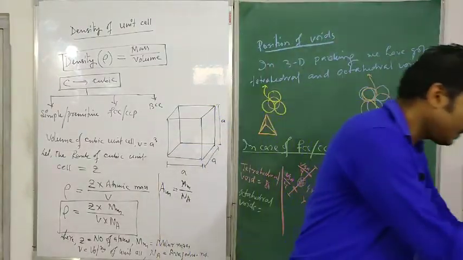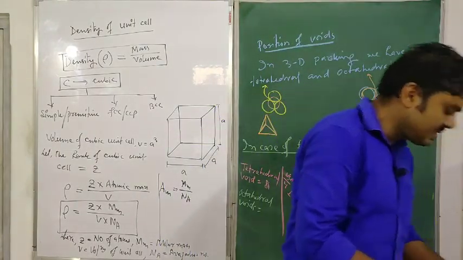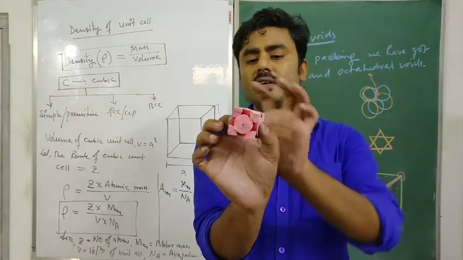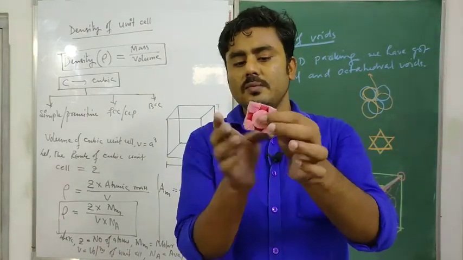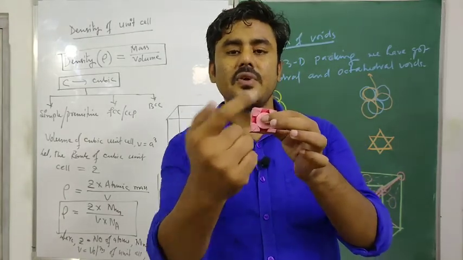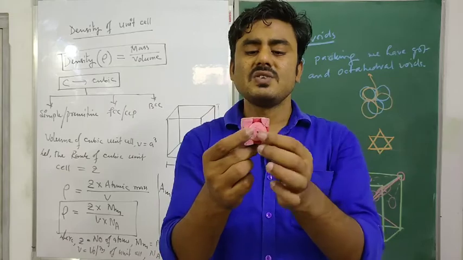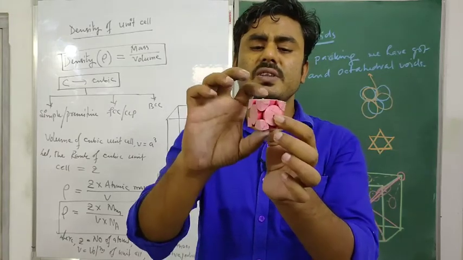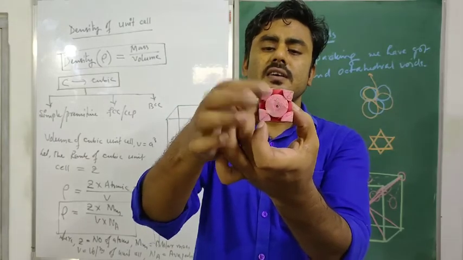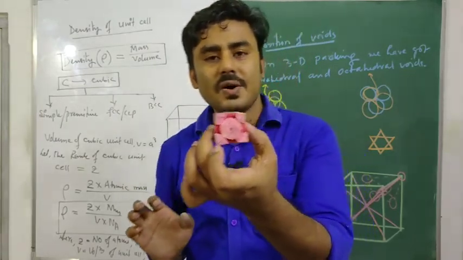Okay. Now you can imagine one thing. See how many atoms are there? One atom is here and this here. 2. Below, above. 4. This side and in front of you. How many? 6. So whatever void will form between these 6 atoms, you see here, between these 6 atoms. Okay. So that void will be your octahedral void.